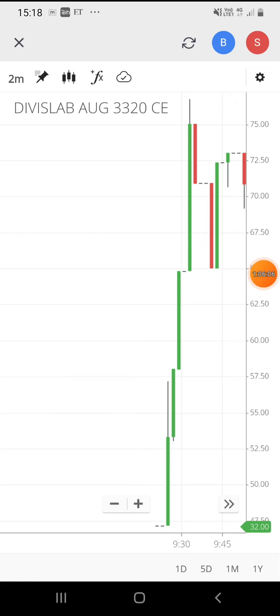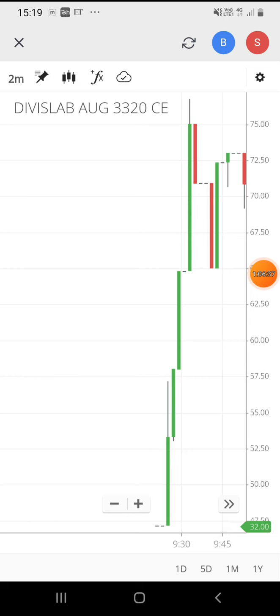This is the first one. 9:26 is the second one. Sorry, 9:28 is the third candle. 9:26 is the second candle. 9:24 is the first candle, because this is a 2 minute candle. So at 9:24 starting, the value was at 47.50. Okay, at 9:24 ending, it was almost at 56 something.